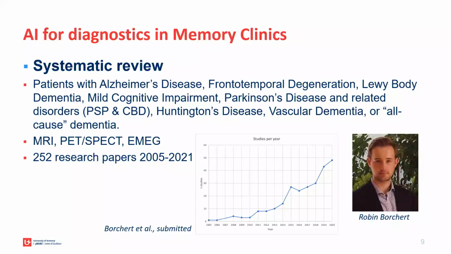In the review, we included AI papers on patients with Alzheimer's disease, frontotemporal degeneration, Lewy body dementia, mild cognitive impairment, Parkinson's disease and related disorders, Huntington's disease, vascular dementia, or all-cause dementia. The neuroimaging modalities which we included were MRI, PET, SPECT, EEG, and magnetoencephalography. We identified 252 research papers between 2000 and 2021, and as you can see here, the number of papers on this topic is steeply rising.